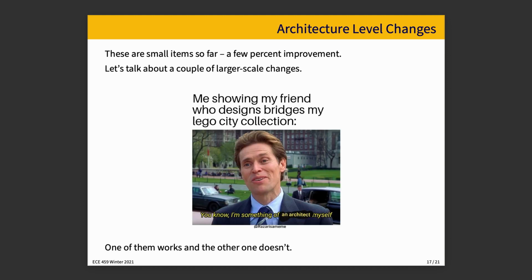All right, so these are all small changes so far. We get a couple of percentage speed up, 2% on this benchmark and 5% on that benchmark and that kind of thing. It's nice, but it's only a start. The more interesting changes are at the architecture level, where we might actually get a more meaningful change, and we're talking about real performance improvement here. There's two of them that we're going to talk about in particular. One of them works and the other one doesn't.